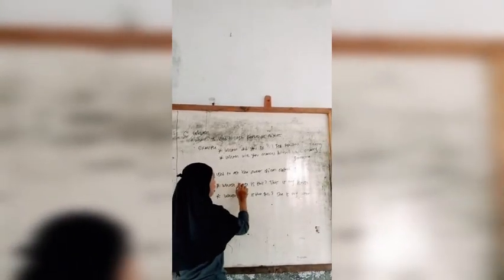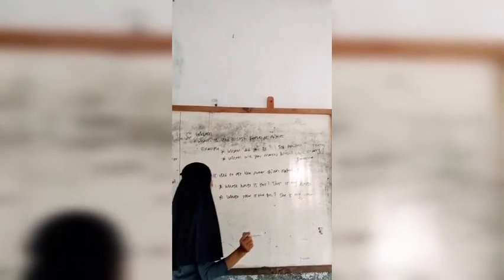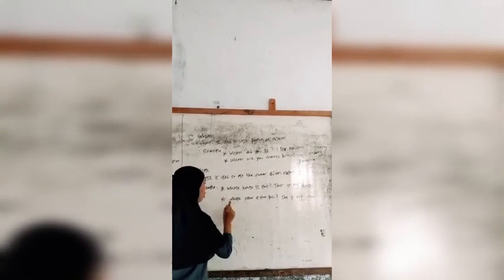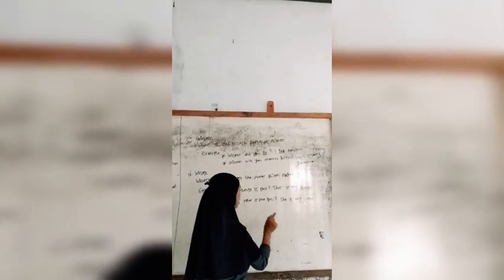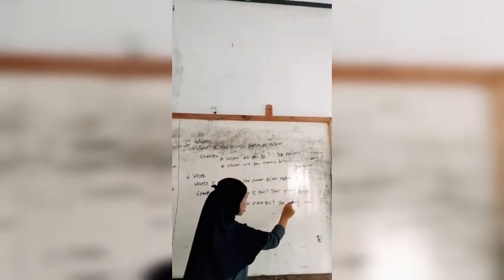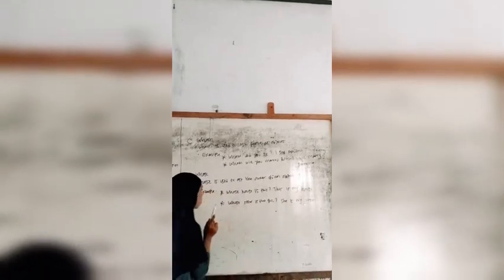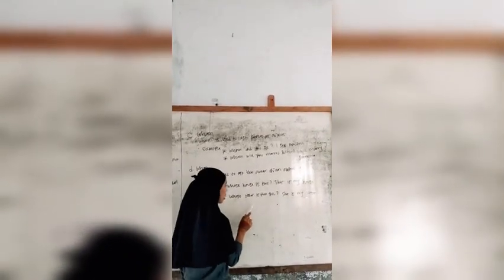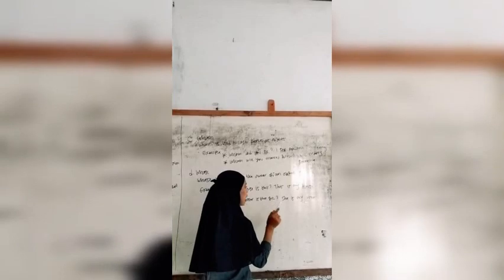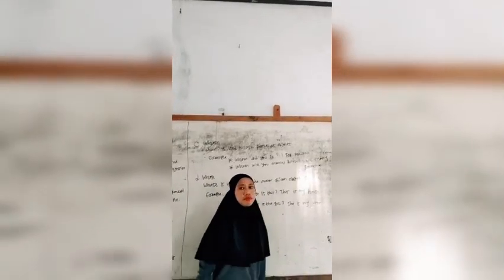Okay, the fourth is whose. Whose is used to ask the owner of an object. The example is, whose house is this? This is my house. The second, whose sister is the girl? She is my sister.